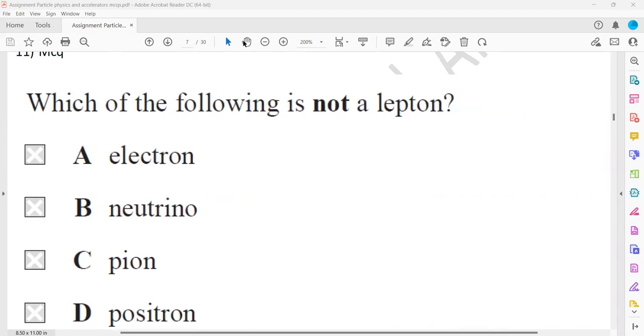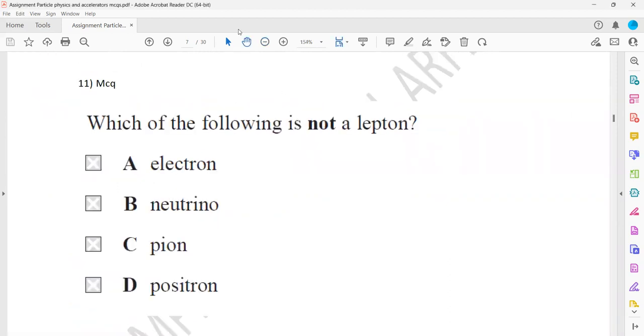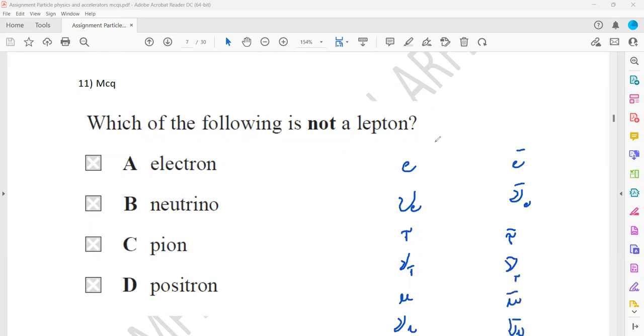Which of the following is not a lepton? So the lepton family, what are leptons? We have electron, electron neutrino, tau, tau neutrino, muon, and muon neutrino. And the same thing, positron, anti-electron neutrino, anti-tau, anti-tau neutrino, anti-muon, and anti-muon neutrino. These are like, one set are particles, the other are antiparticles. So which is not a lepton? Electron is there, neutrino is there, positron is there, but pion is actually a meson, a combination of quark and antiquark. So for question 11, C will be the right answer.